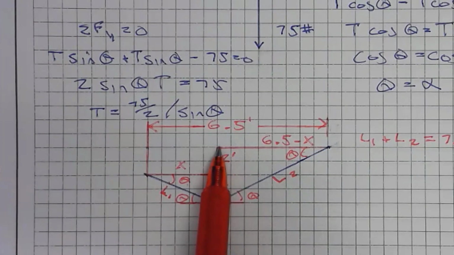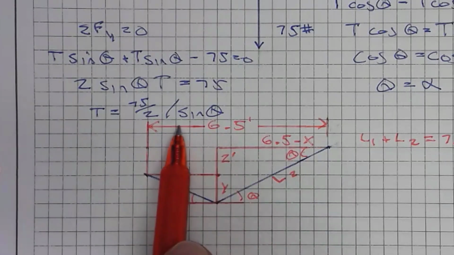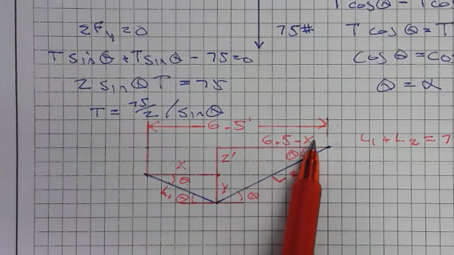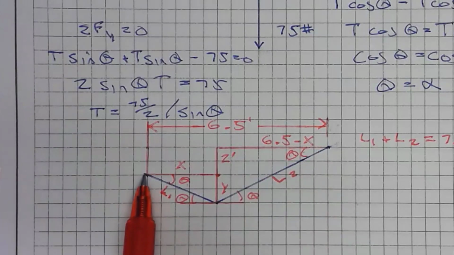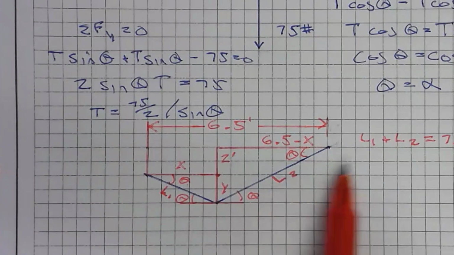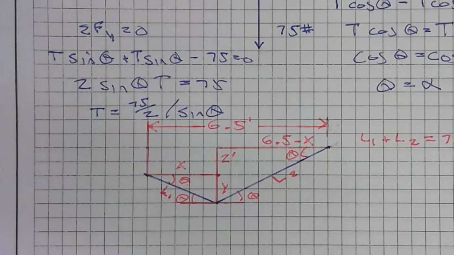And then we can define this side in terms of x also, because the total distance is 6.5 feet. So this works out to 6.5 minus x. Also, the distance from here to here we're defining as L1, and the distance from here to here we're defining as L2. And we were given that L1 plus L2 is equal to 7.5 feet.